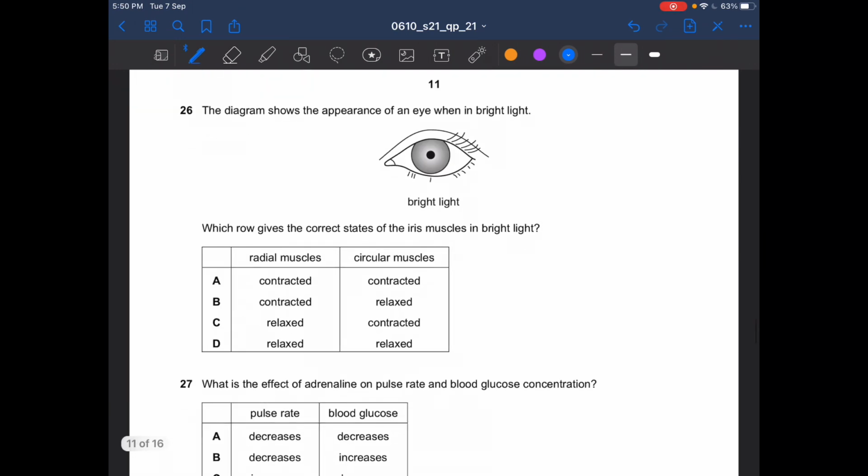Next question. The diagram shows the appearance of an eye when in bright light. Which row shows the correct states of the iris muscles in bright light? The radial and circular muscles are actually antagonistic muscles, meaning that if one contracts, the other one would relax. So in bright light, the circular muscle is actually contracted. So the answer can't be B and D. And when the circular muscle contracts, the radial would relax, so the answer would be C.